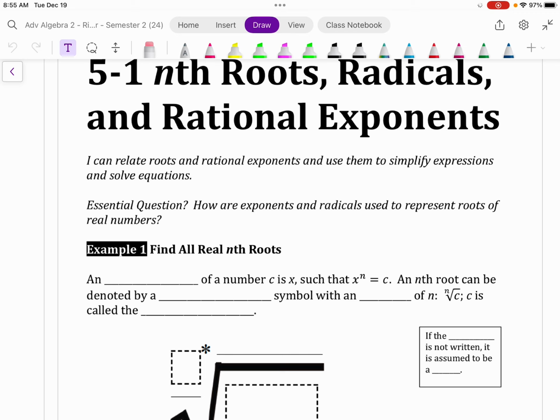So let's hope that my pen lasts, even though you saw that low battery. So we shall see. All right.